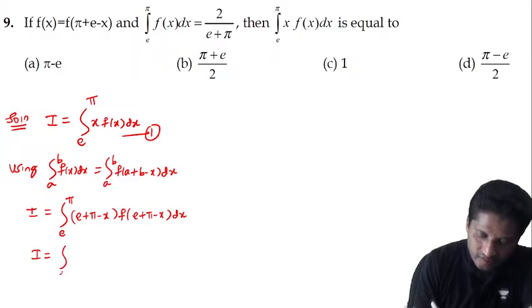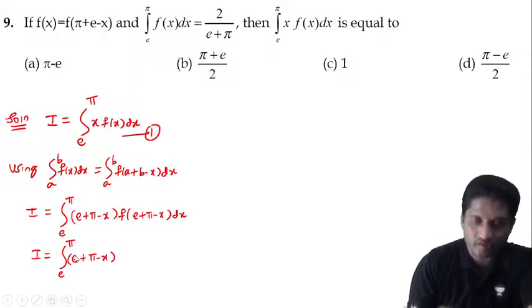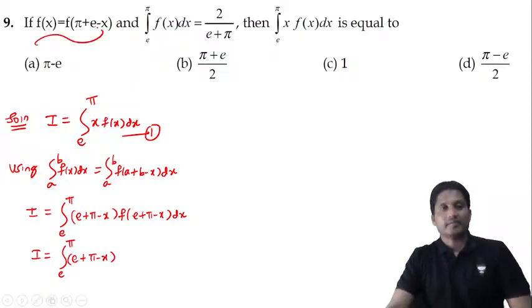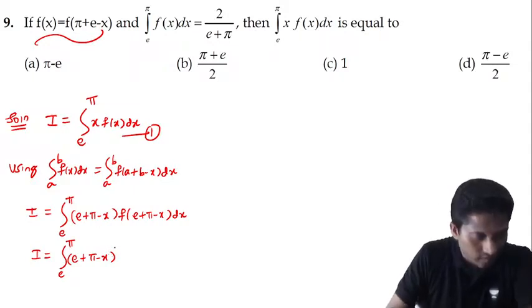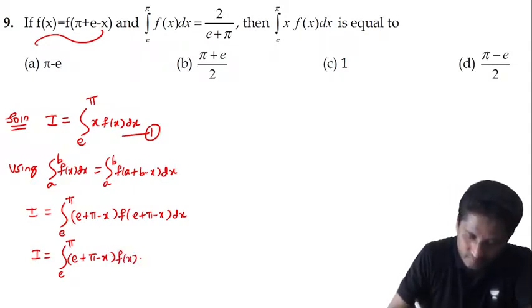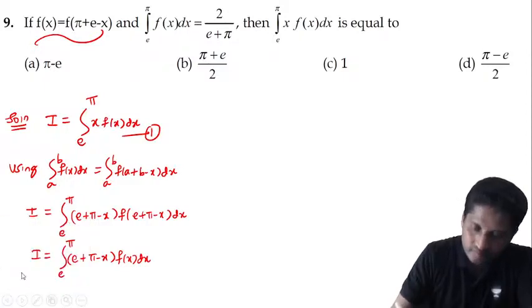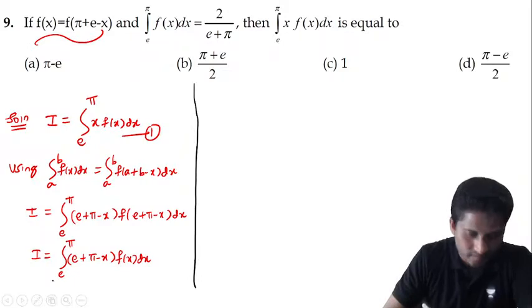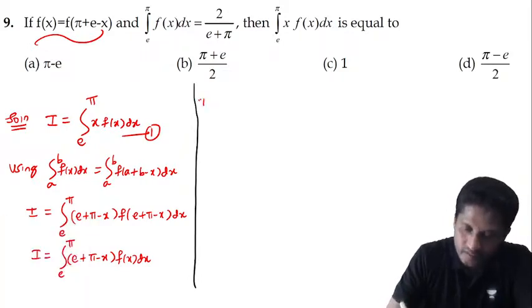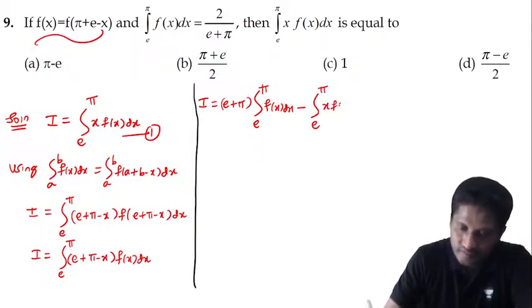I is equal to the integral from e to pi, this is e plus pi minus x. Right, it's already given in the question: f of e plus pi minus x is equal to f of x. So this is equal to f of x dx. Now if I expand this, I is equal to, if I multiply this, e plus pi is a constant out, integration of e to pi f of x dx, and integration of e to pi x into f of x dx.